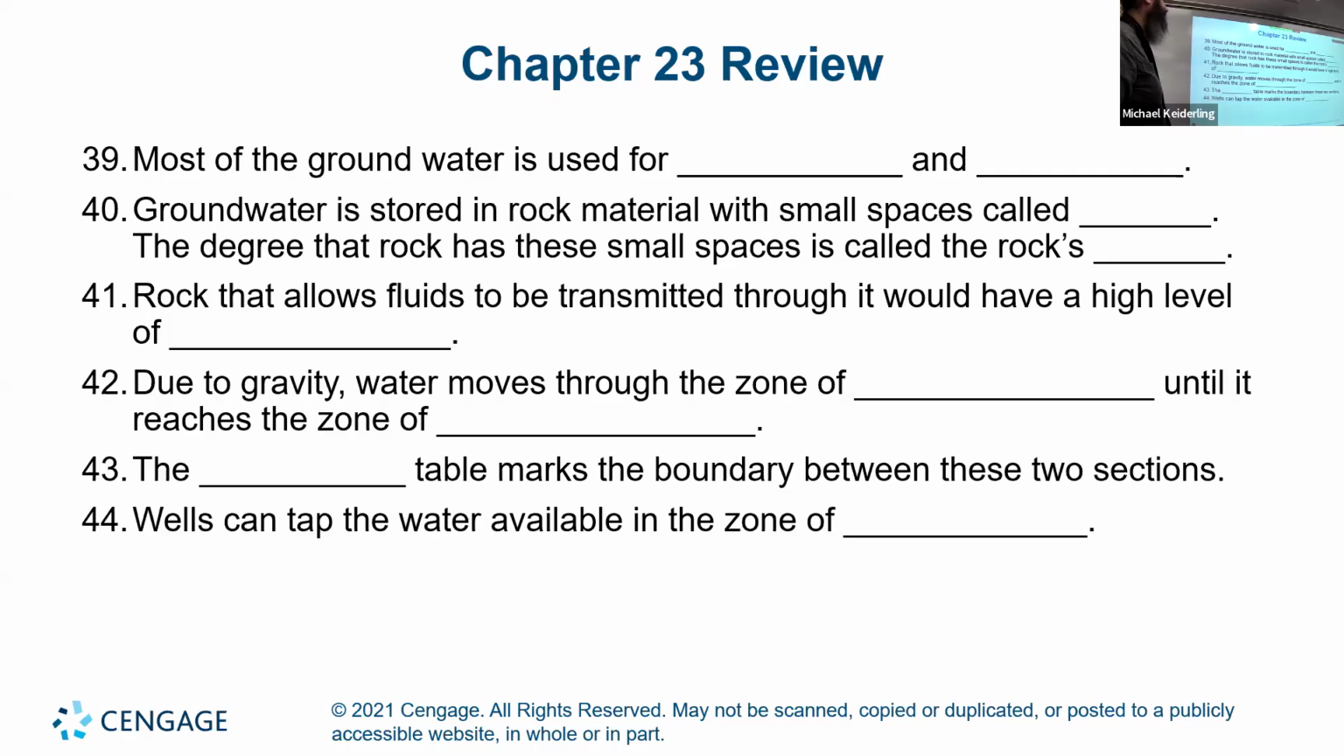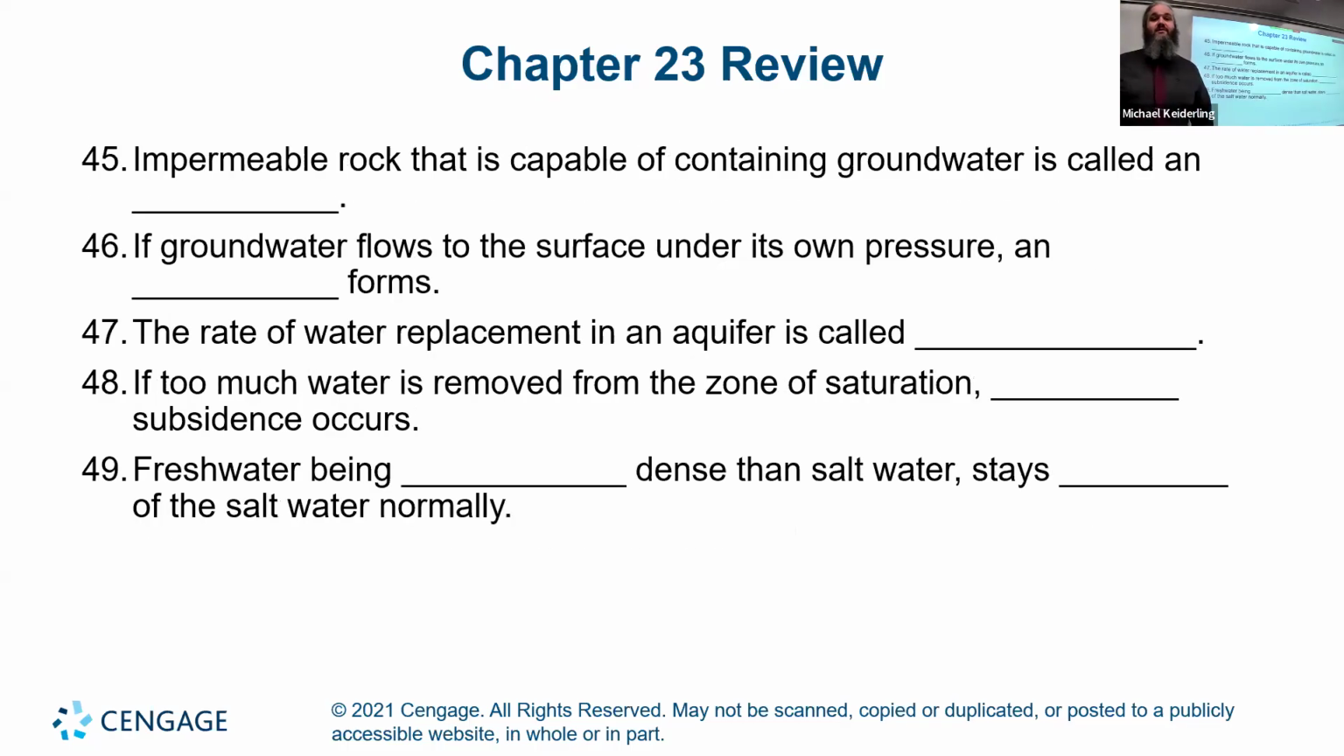Wells can tap the water available in the zone of saturation. Permeable rock that is capable of containing groundwater is called an aquifer. I would say permeable rock there, but no, impermeable. I don't know. If groundwater flows to the surface under its own pressure, you have an artesian well. The rate of water replacement in an aquifer is called the rate of recharge.